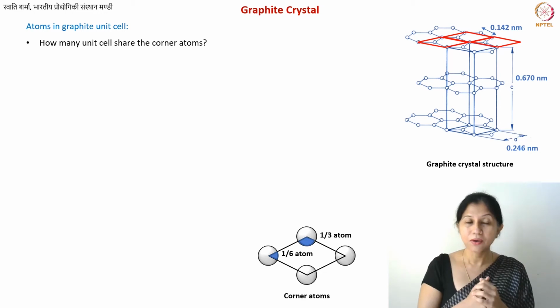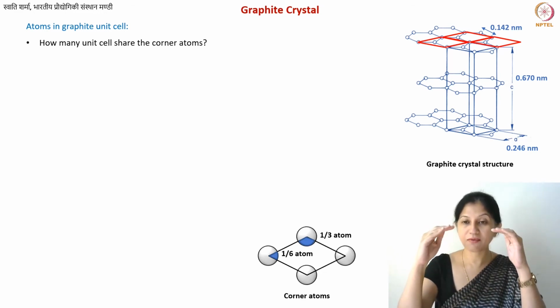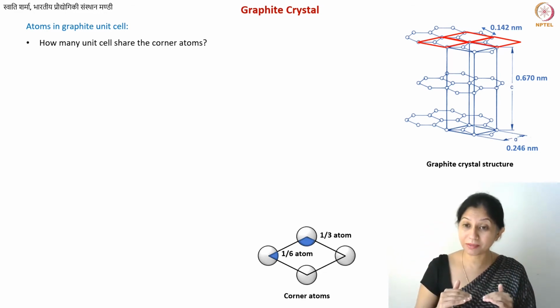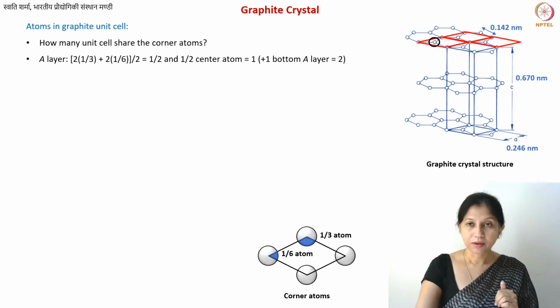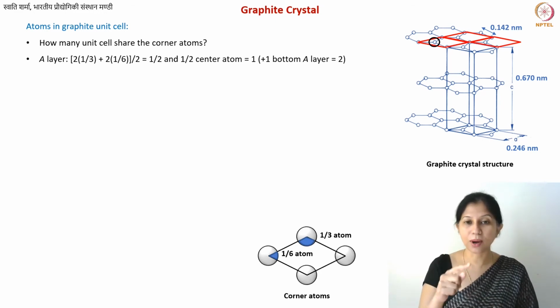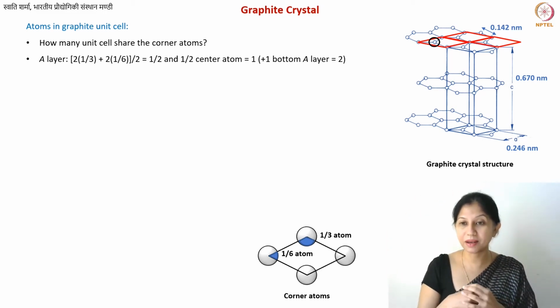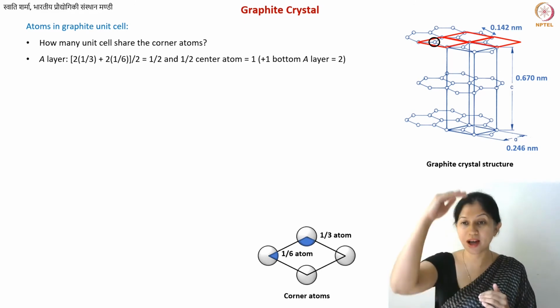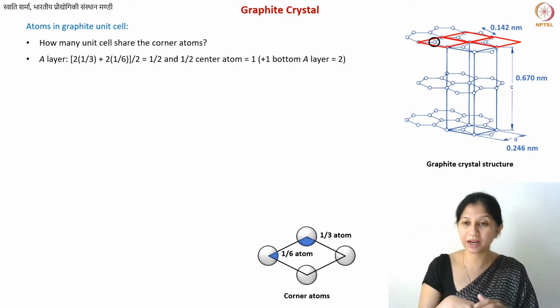Okay, now we have this for the top layer and we also have this for the bottom A layer. So altogether, how many atoms do we have? Afterwards we'll also consider the center atom. So in the A layer, if you want to count the number of atoms, you have these 1/3 and 1/6, 2 each, so I multiplied them by 2 and added them. However, now I have divided the entire thing by half because you also have something on the top, that we had not factored in till now.